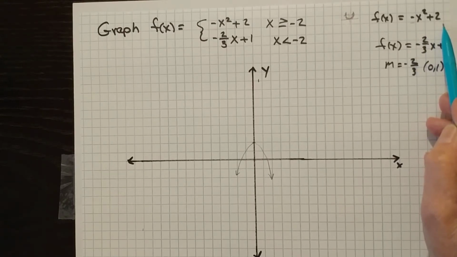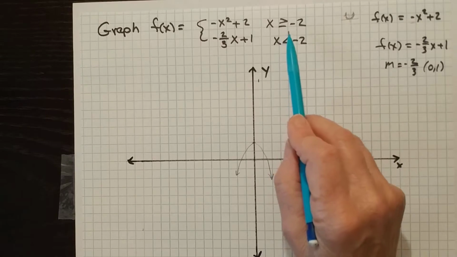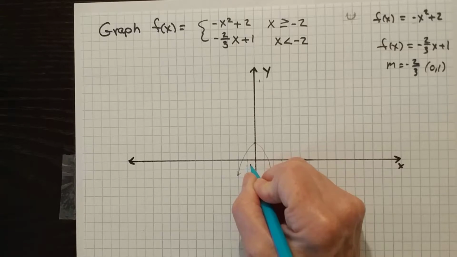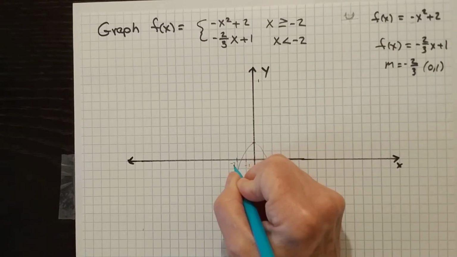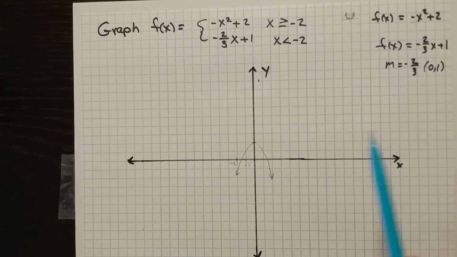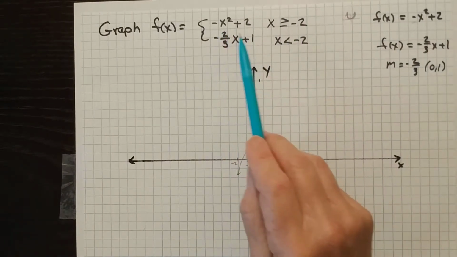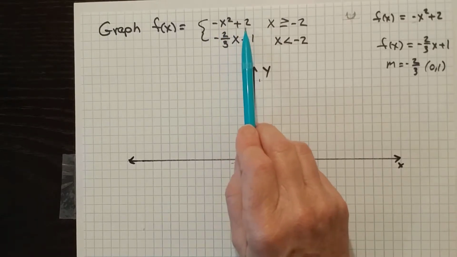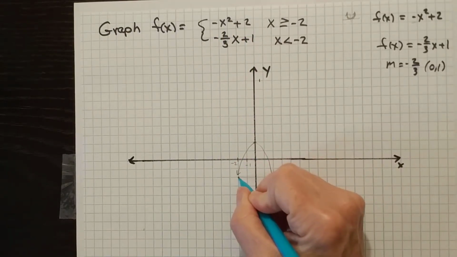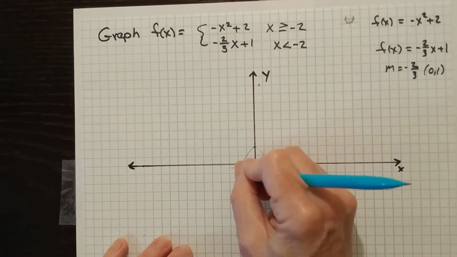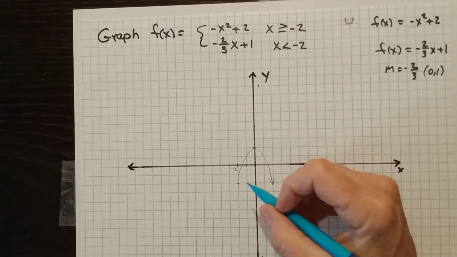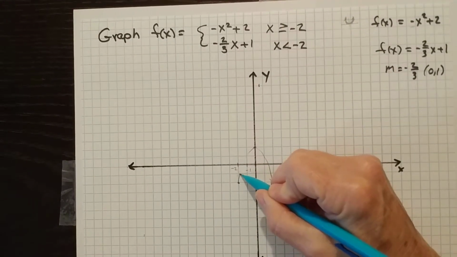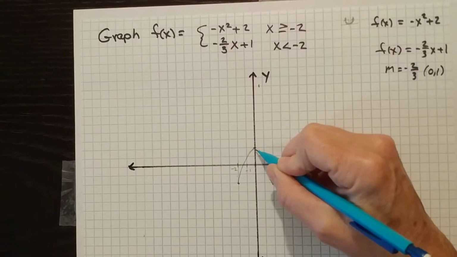But this is only for values of x that are greater than or equal to negative 2. So this is negative 1, and this is negative 2. I'm going to be a little bit careful here and plug negative 2 into this function. Negative 2 squared is 4. Negative 4 plus 2 is negative 2. So at this point, I'm all the way down here at this value. Let me do a better job of graphing it. It starts right here and comes up to here, and it's a symmetric curve.